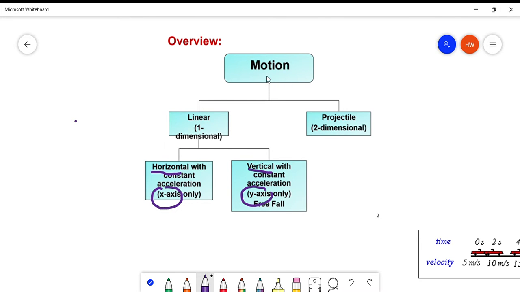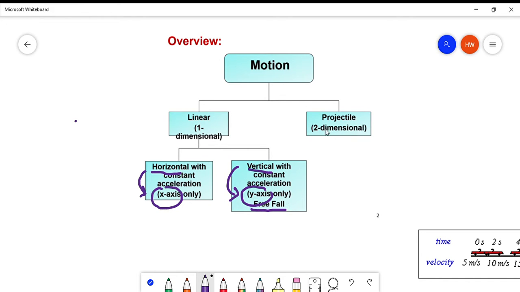So we're going to look at motion. In motion, we have two types of motion: linear motion, which is one-dimensional, and projectile motion, which is two-dimensional. For one-dimensional, we have horizontal and vertical. Horizontal is related to the x-axis, and vertical is the y-axis. An example is free fall motion.